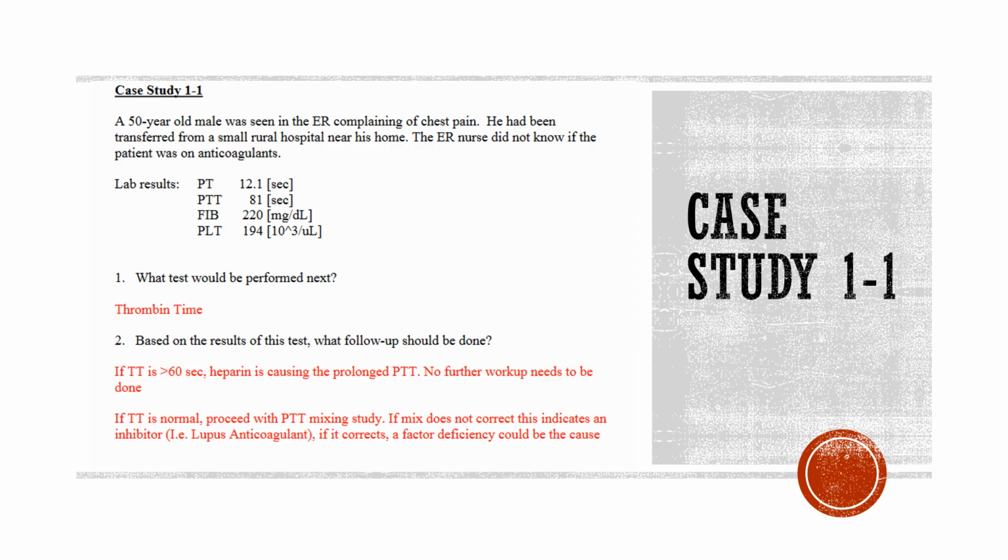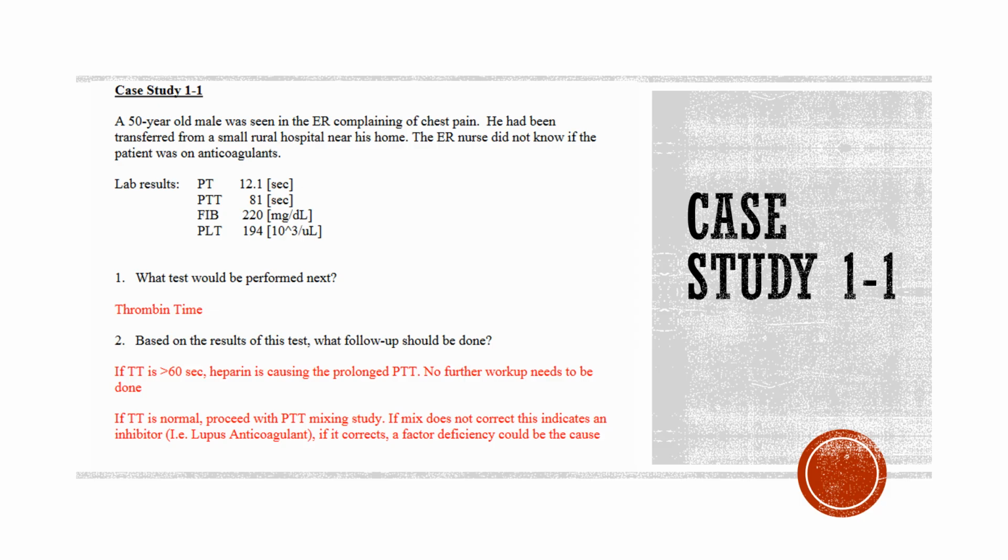Let's see what else. A factor deficiency could cause a prolonged PTT as well. And the other thing that would cause a prolonged PTT are inhibitors, whether it's a factor inhibitor or a non-specific inhibitor. Both of those can cause prolongations of the PTT. So again, 3 things can cause a PTT prolongation: factor deficiency, anticoagulant therapy or medication, and inhibitors. We know that thrombin is an important part of primary, secondary, and fibrinolysis hemostasis.